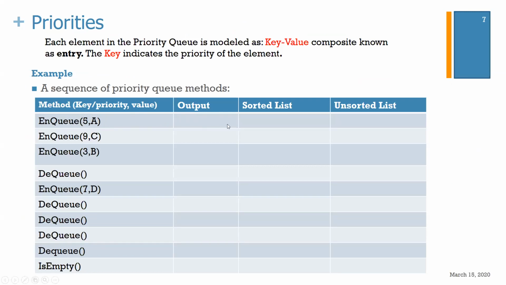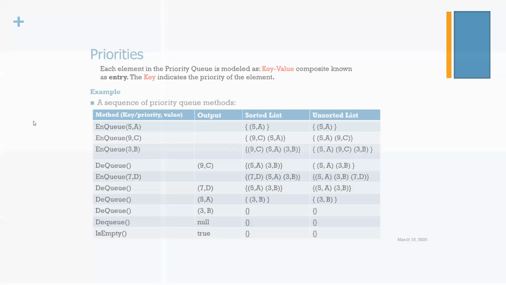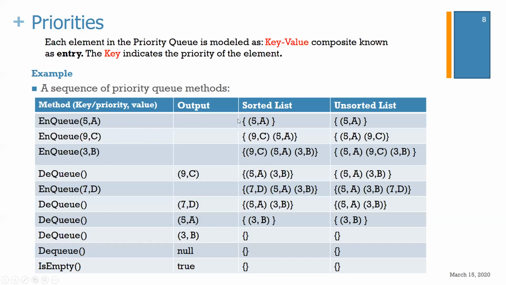What is the output and the enqueue result for the sorted list and the unsorted list? This example is very important. We enqueue 5 and A, the first element added to the list, so there is no difference between sorted and unsorted. But the second element, 9 and C, has a higher priority than 5. For the unsorted list it takes only one operation, so we add to the rear.